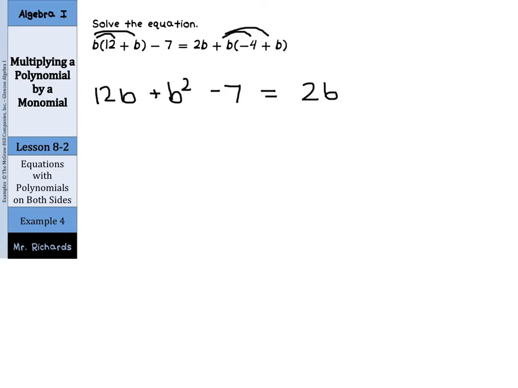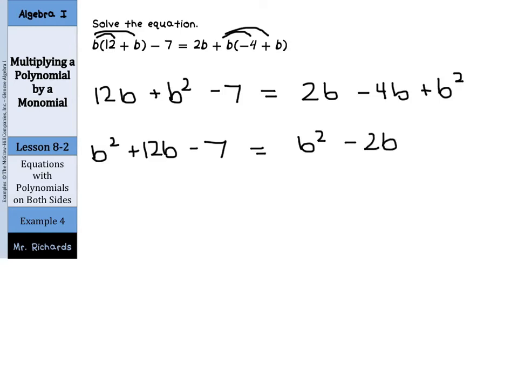b times a -4b is minus 4b. And b times b is b squared. Now, I like to reorganize these, have them in order of degree in that standard form. So b squared plus 12b minus 7 equals b squared. Now, 2b minus 4b is just minus 2b. So now I'm organized.